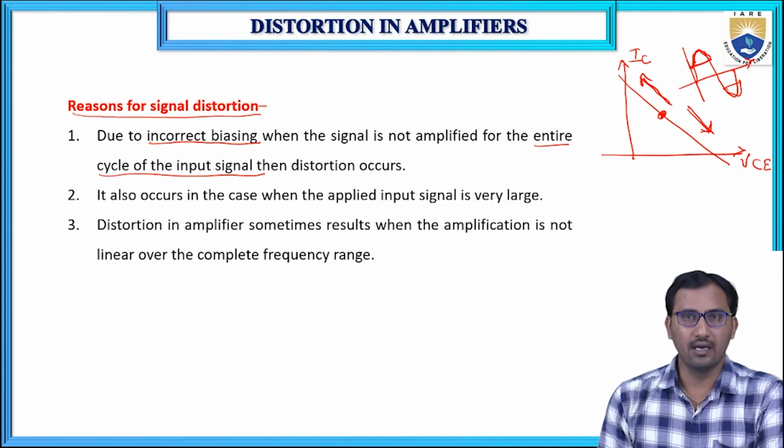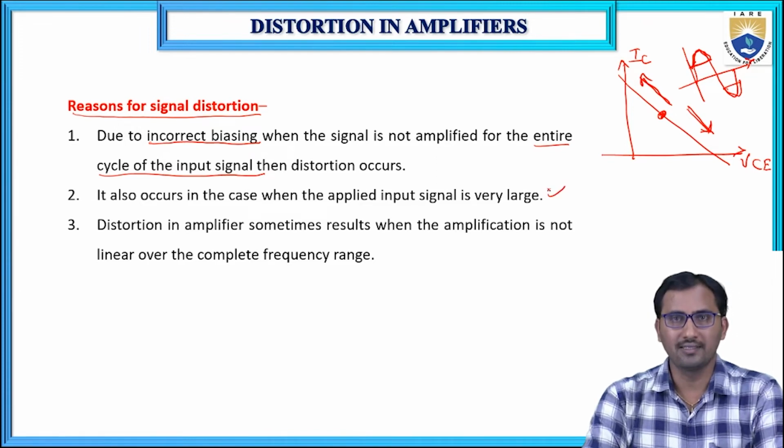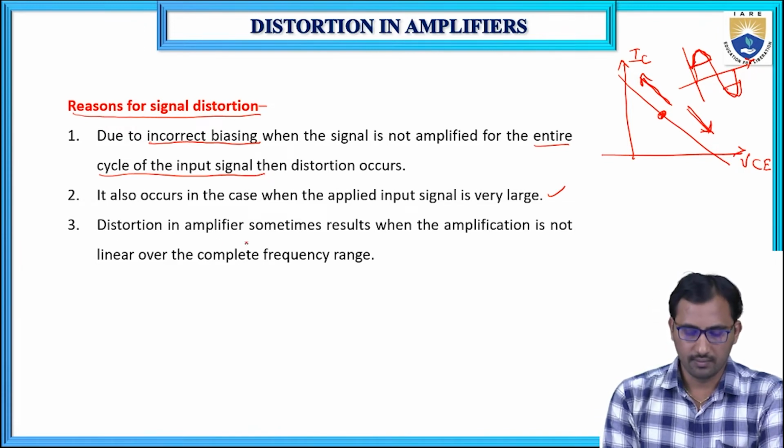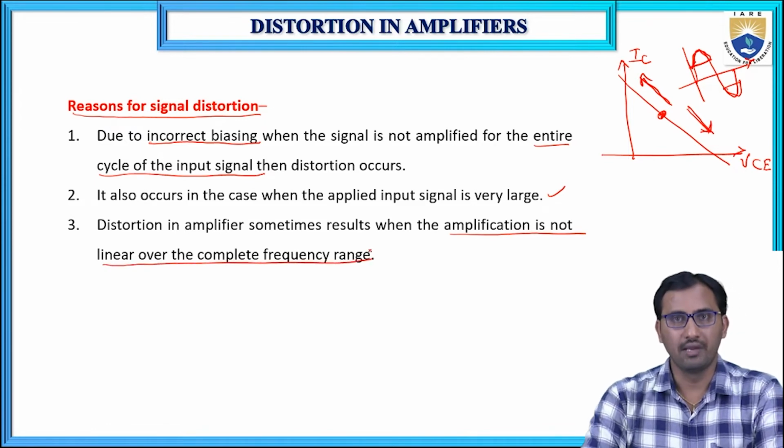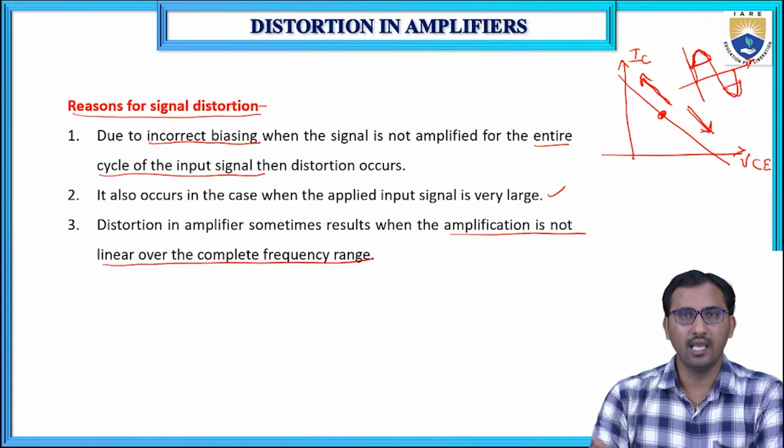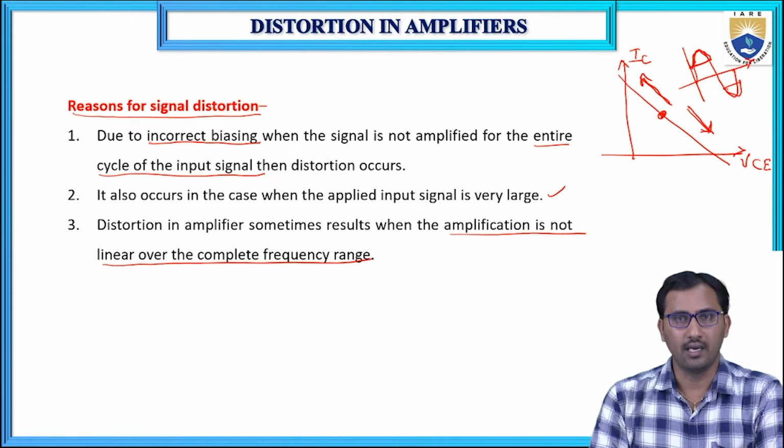And the second reason is that distortion also occurs when the applied input signal is very large. Even when we provide proper biasing, distortion will occur when we apply a large input signal. That is the second reason. And the third reason is that distortion in an amplifier sometimes results when amplification is not linear over its complete frequency range. Because of non-linearity, the output signal may get affected. So these are the three main reasons for distortion to occur.